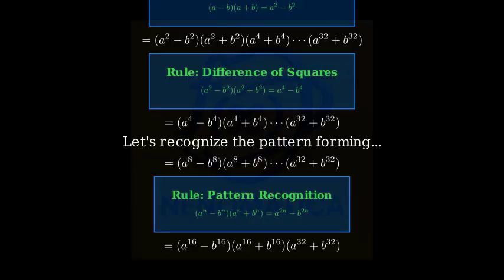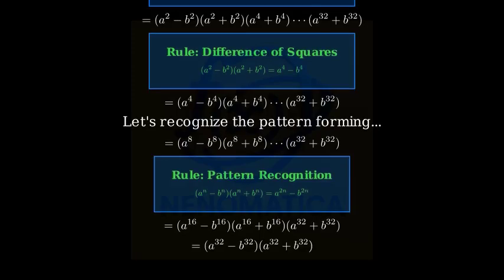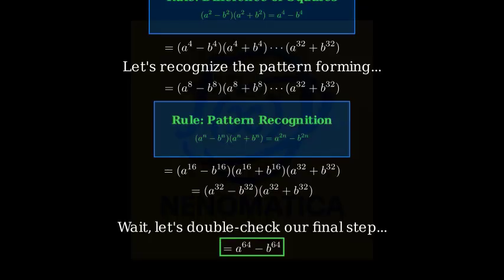Now we're down to our last application of the algorithm. We apply the difference of squares formula one more time, combining a to the 16th power minus b to the 16th power with a to the 16th power plus b to the 16th power. This gives us a to the 32nd power minus b to the 32nd power. So our final answer is a to the 64th power minus b to the 64th power, or a to the power of 64 minus b to the power of 64.